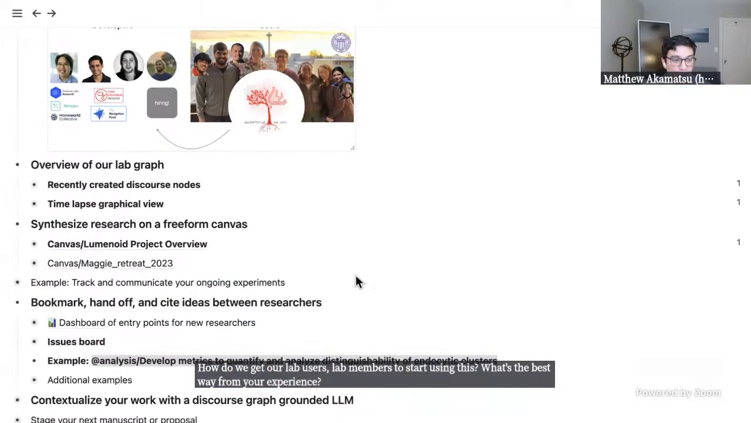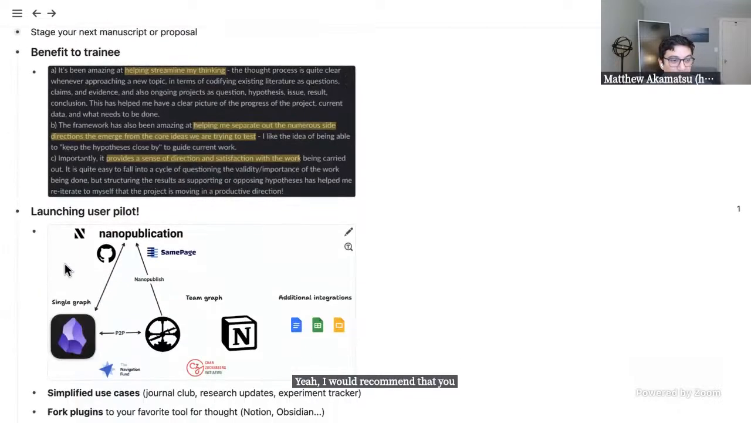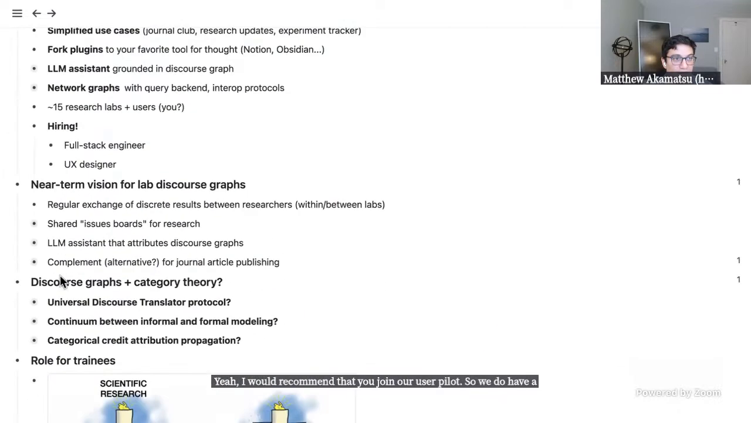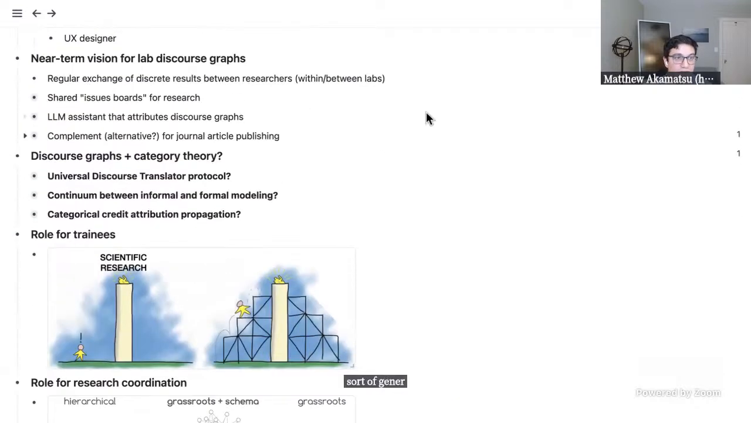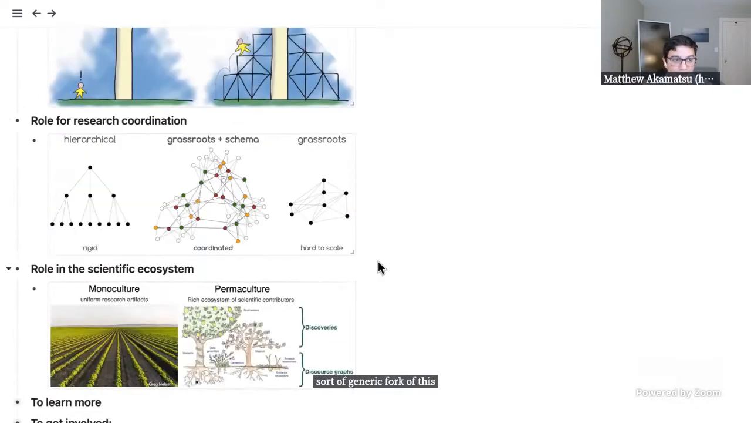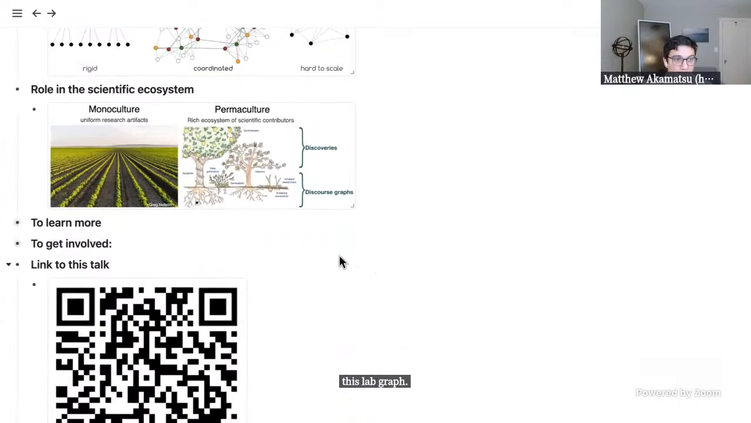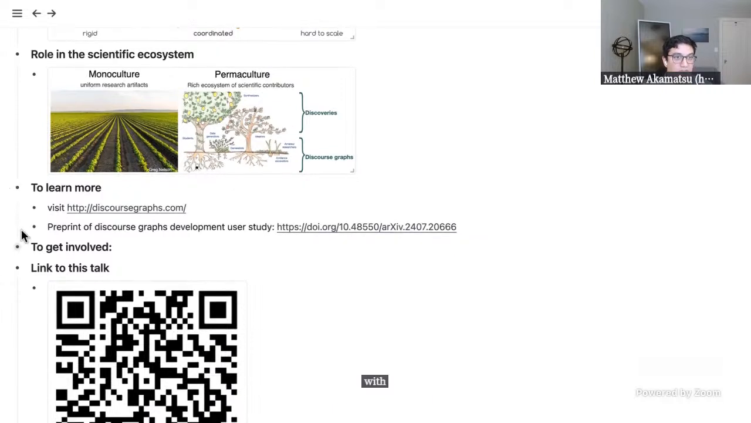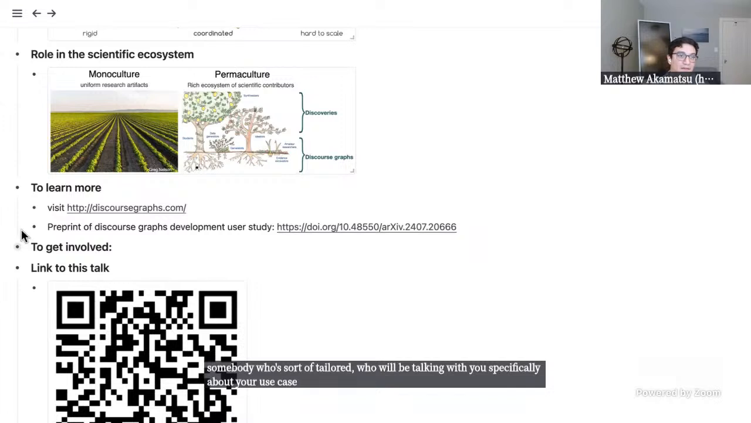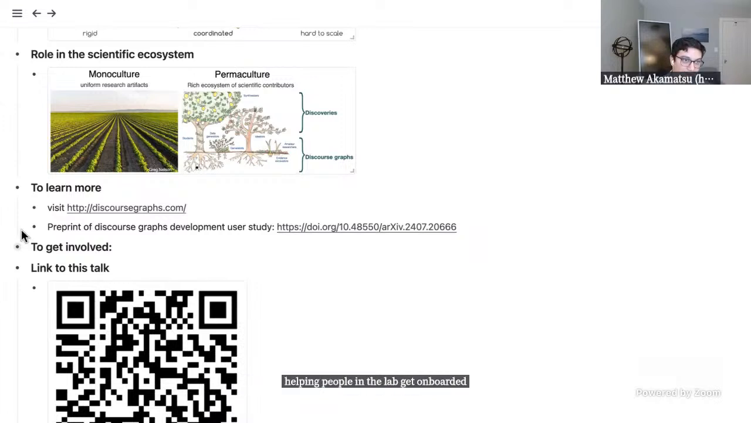Yeah, I would recommend that you join our user pilot. So we do have a generic fork of this lab graph that you can download and start using. The onboarding is still somewhat involved, which is what we're targeting with this user pilot. So if you participate in the user pilot, then you have somebody who will be talking with you specifically about your use case, helping people in the lab get onboarded and taking feedback to improve the user experience for people.